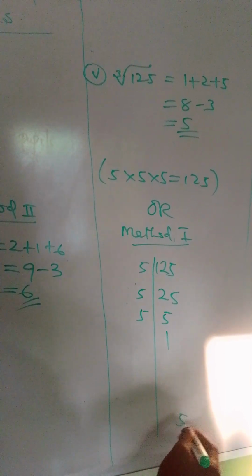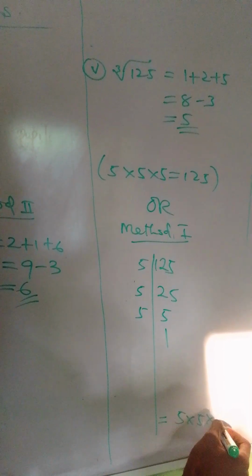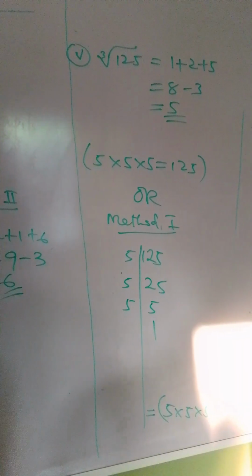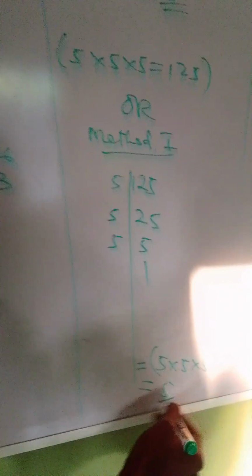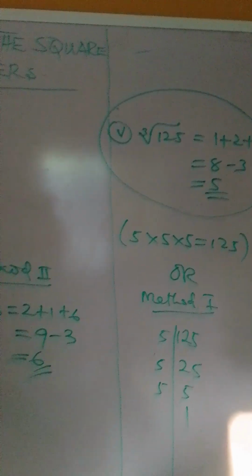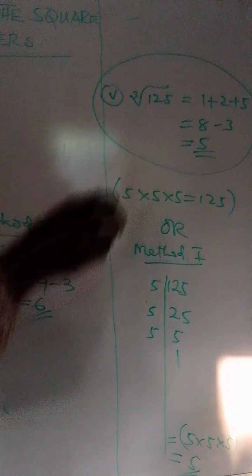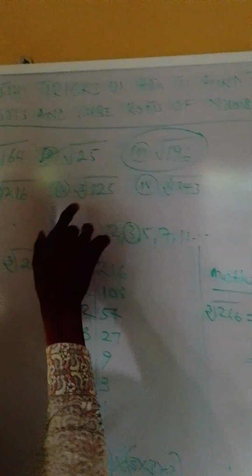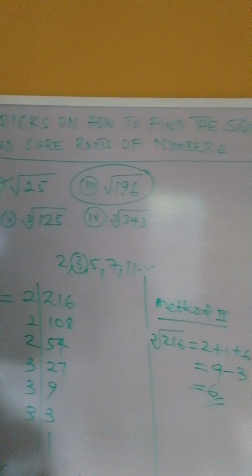So we now have 125 equal to 5 times 5 times 5. Enclose it with a pair of brackets and pick 1 from there, which is what? 5. Exactly what we got here. So I think this one is easier to do than this. Alright, so you can apply this format, which is a math trick, in finding the cube root of numbers.